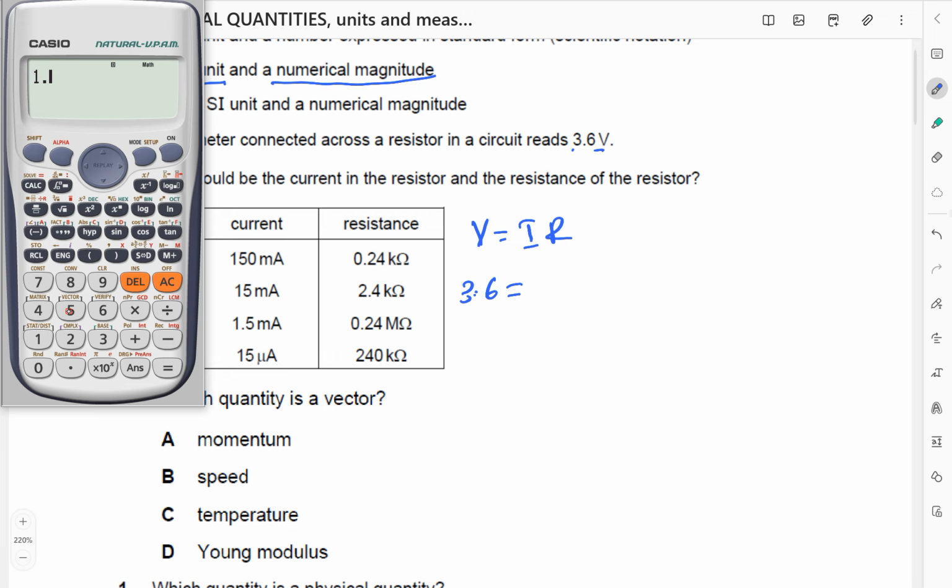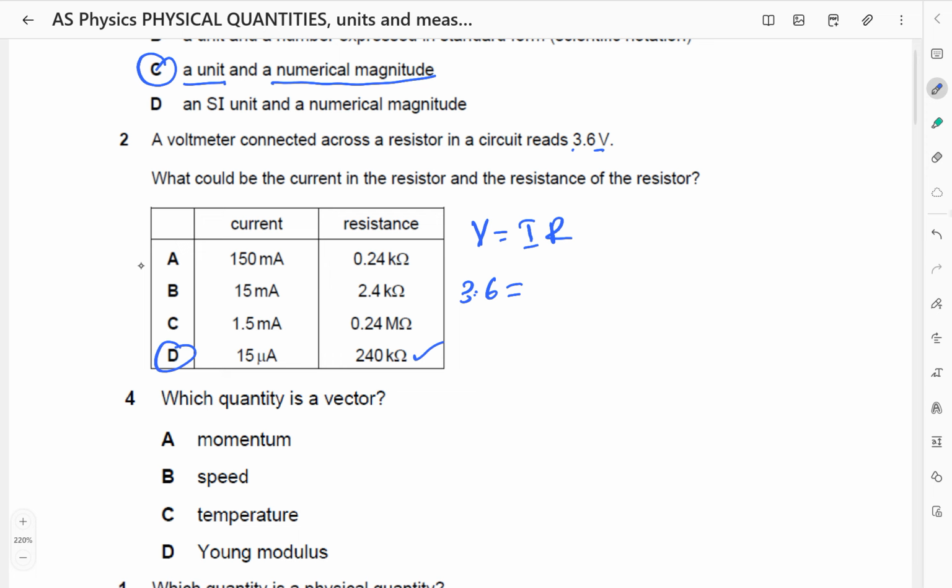So let me check 1.5 milliamperes, exponent negative 3, times 0.24 mega, exponent 6. So that is 360, so that means that is not correct. Let's check D. We have 15 micro, which is exponent negative 6, and we multiply this by 240 exponent 3, that is kilo, which gives us 3.6. So our answer is going to be D. It is D which gives us 3.6.